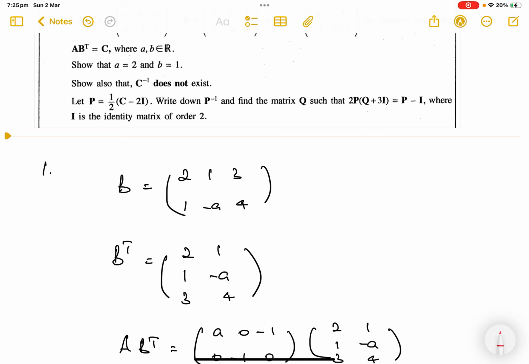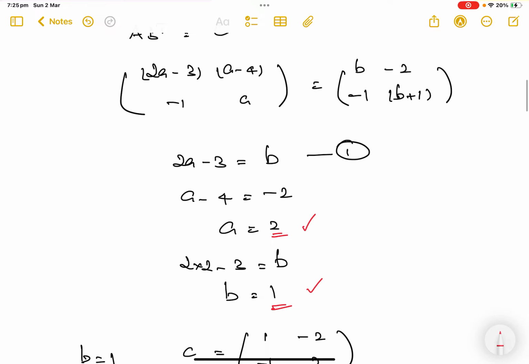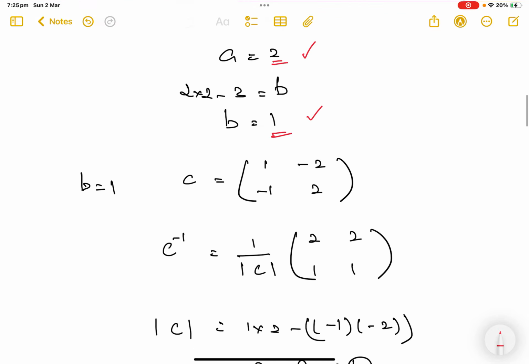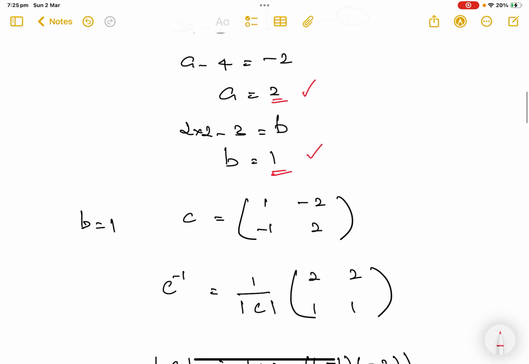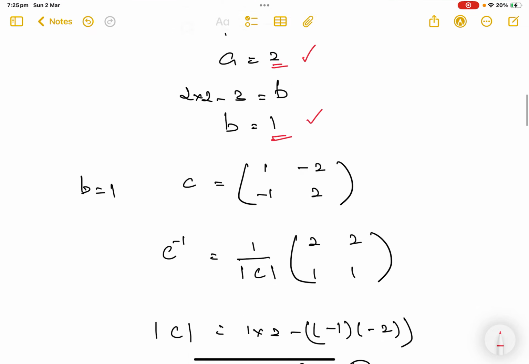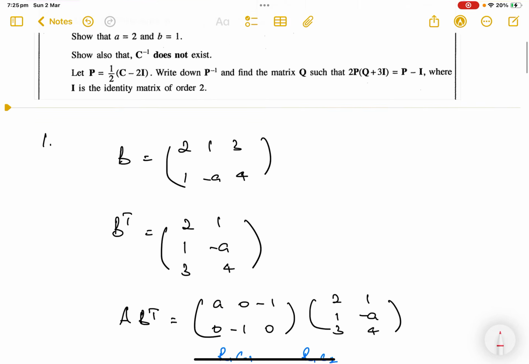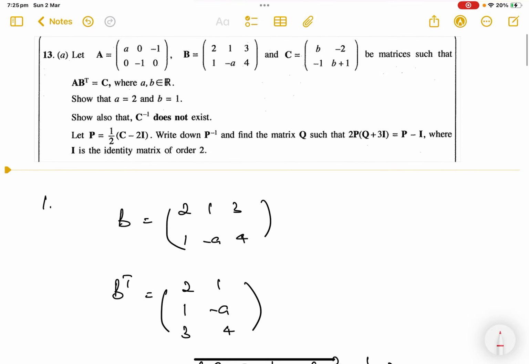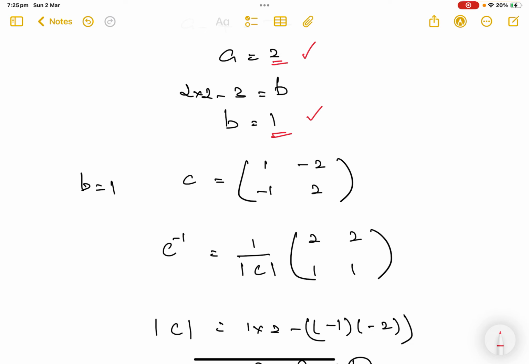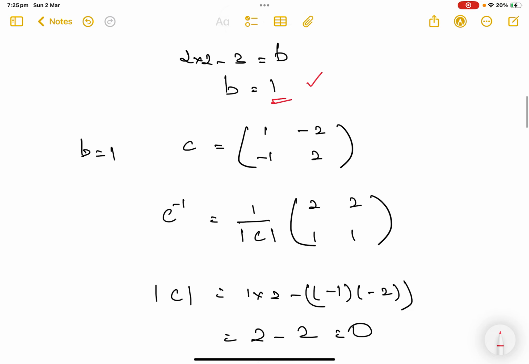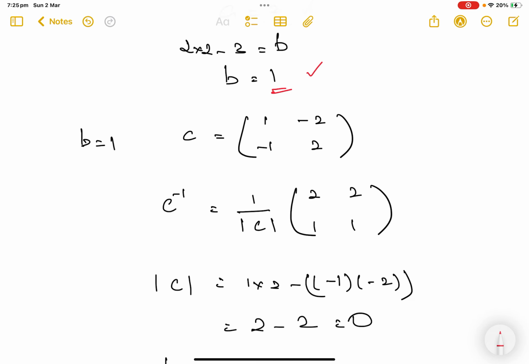Now show also that the inverse of C does not exist. So there isn't an inverse of C. We need to prove it. Having known a and b, we can substitute. In C we only had b, so b equals 1, and C becomes 1, minus 2, minus 1, 2. That is a 2 by 2 matrix.